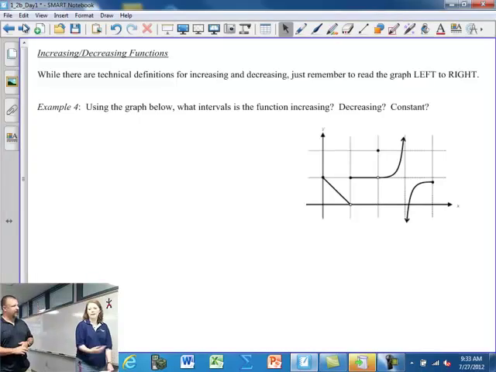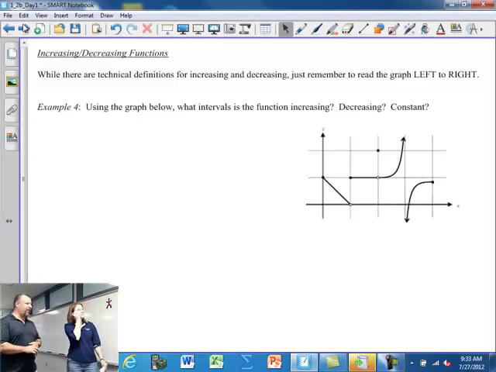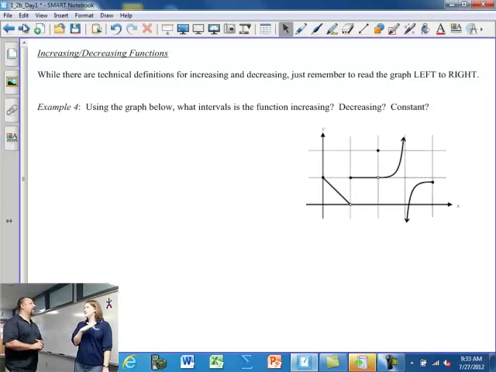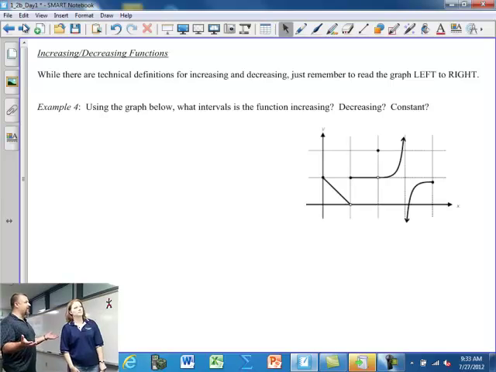Okay, all right. Increasing, decreasing. What does increasing mean? Going up. So we read this graph. How do we read a graph when we talk about going up? We read a graph from left to right. All right. So when we're reading it from left to right, those are x values, aren't they?